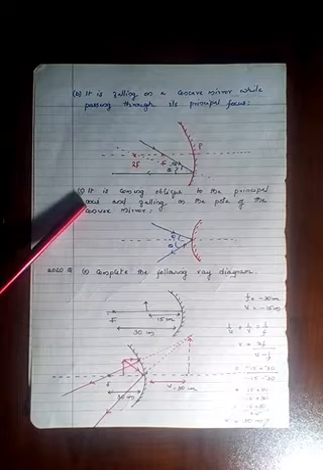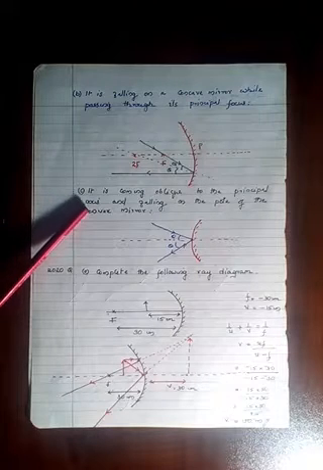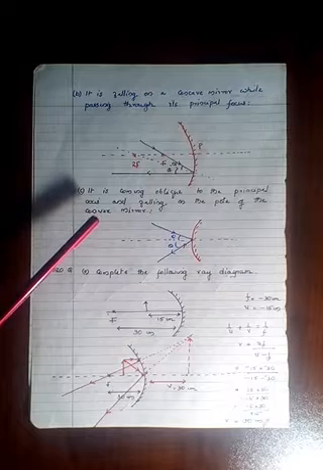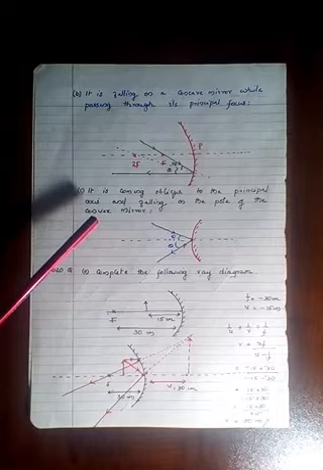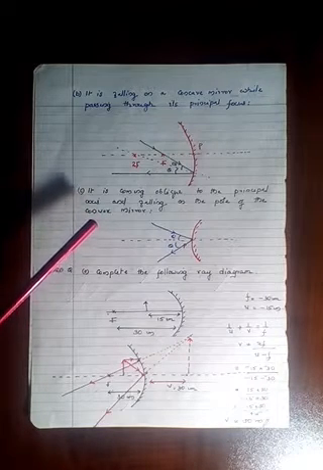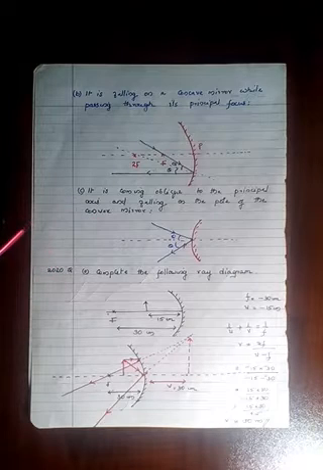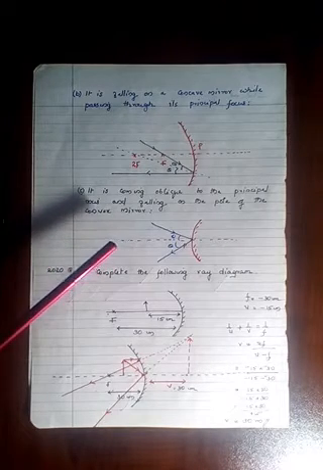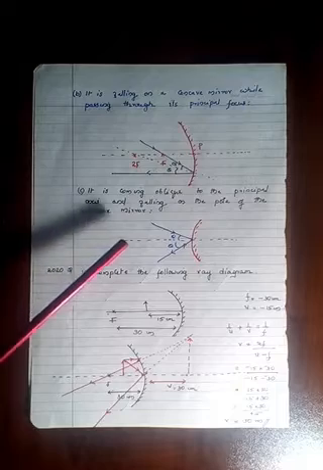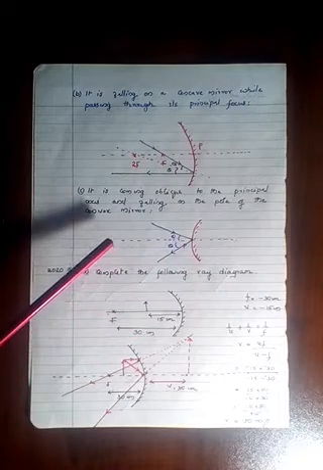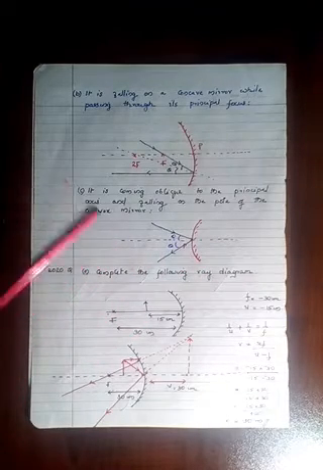The third question: it is coming oblique to the principal axis and falling on the pole of the convex mirror. It obeys the laws of reflection. Here we have to consider the principal axis as the normal.